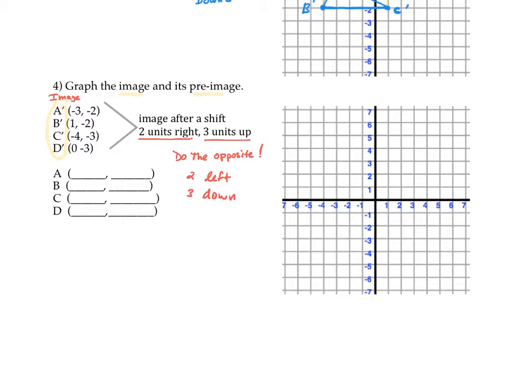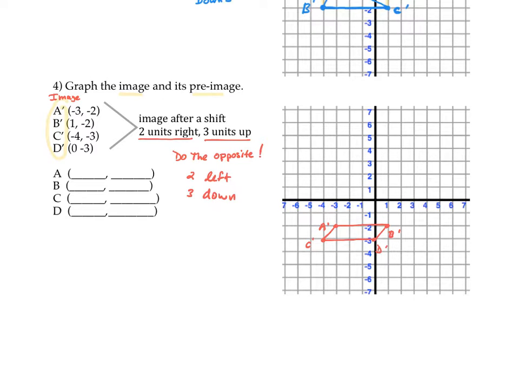A prime is at negative 3, negative 2. So we go to the left 3 and then down 2. B prime is at 1, negative 2. C prime is at negative 4, negative 3. And finally, D prime is at 0, negative 3. Okay, so take a second and connect those points. We've got a quadrilateral. Okay.